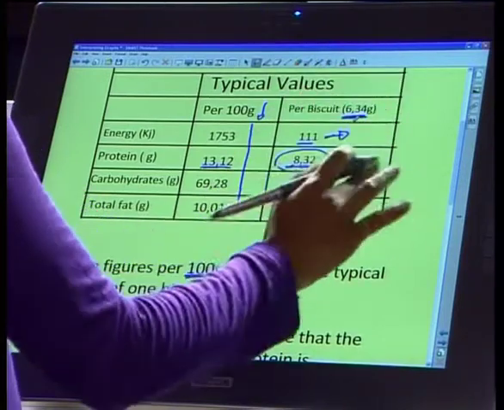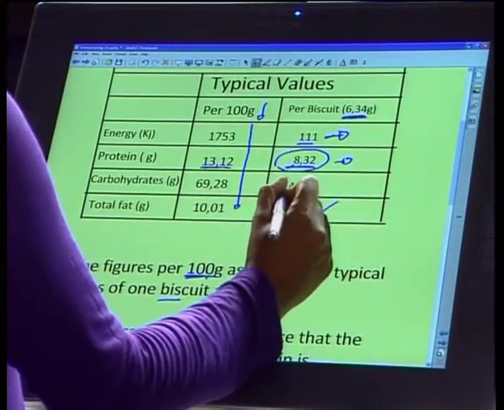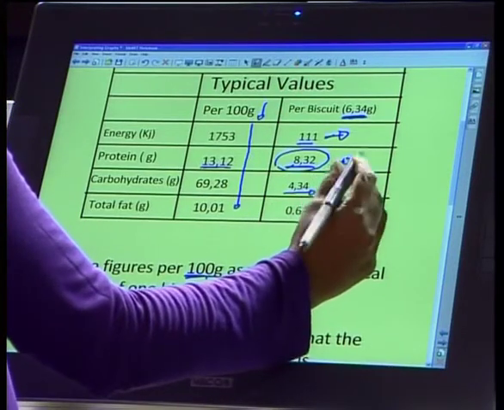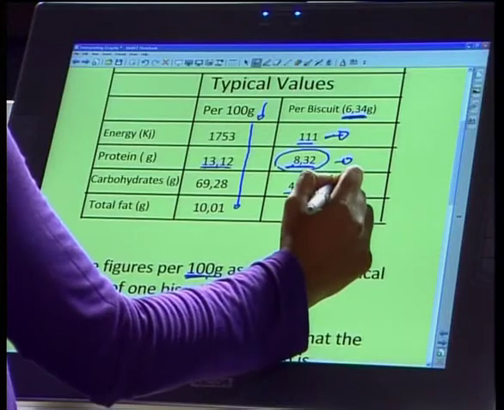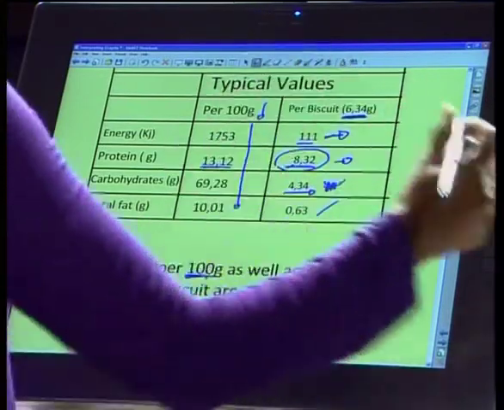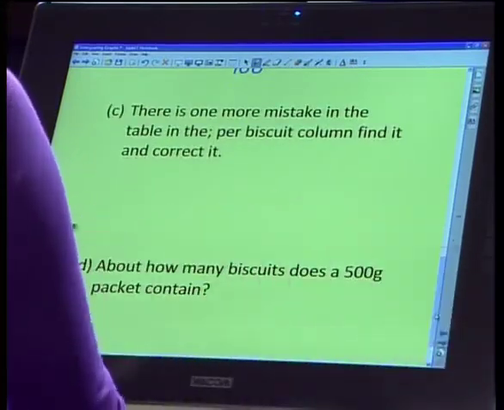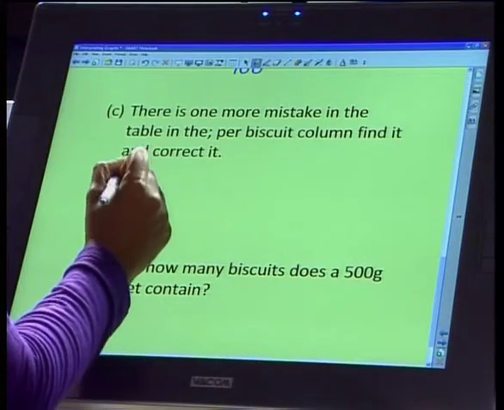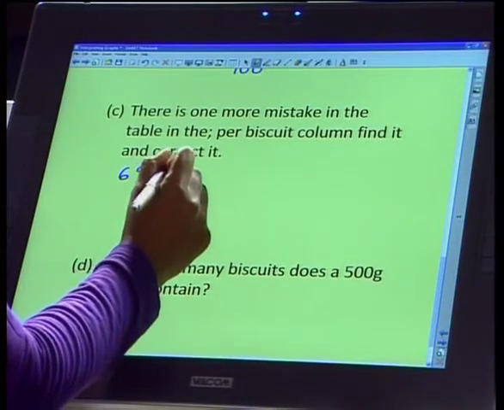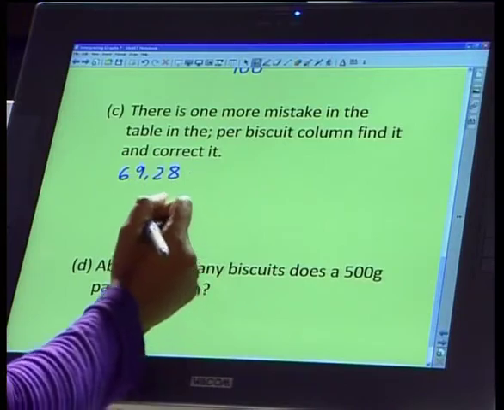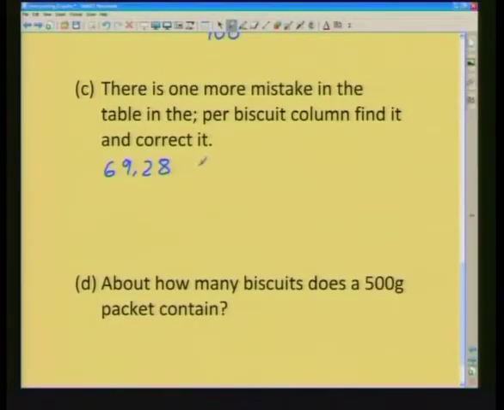Now, if you go through each of these, you will see that the figure that's not correct is the carbohydrates figure. So that means this is the one that we have identified, and this is the one that we need to correct. Alright, but that's just a process of trial and error and going through it one by one. So in order to correct the mistake, there was 69.28 grams of carbohydrates per 100 grams packet. And if I would like to convert that into one biscuit, I need to then times by 6,34, divide by 100. Once again, we can do that on the calculator.